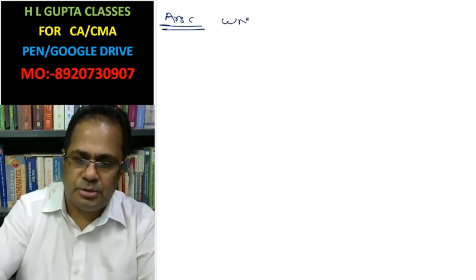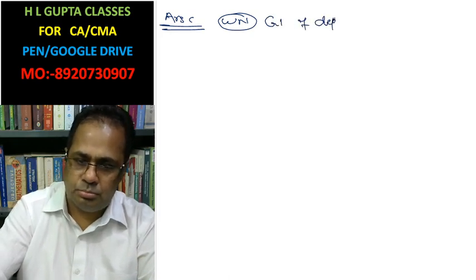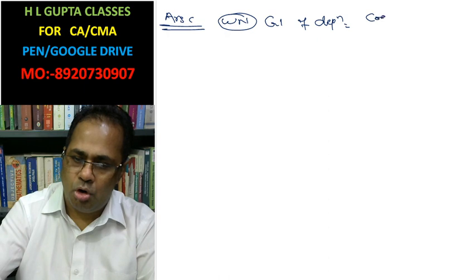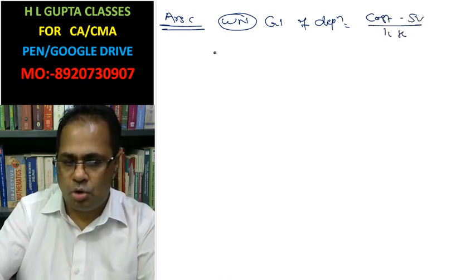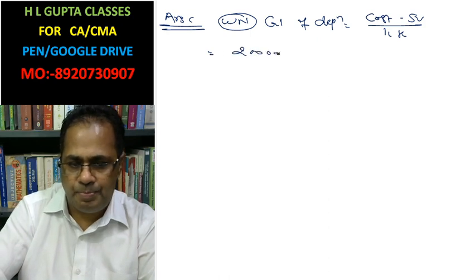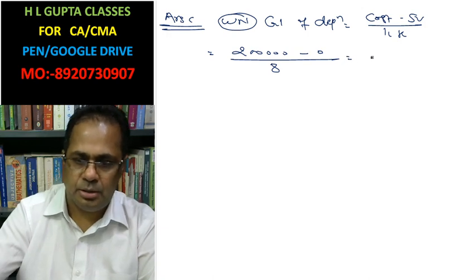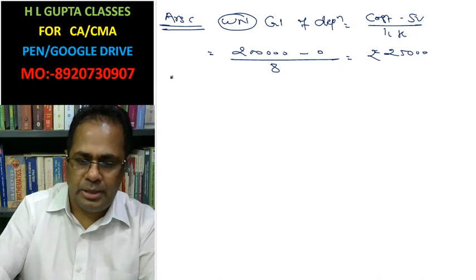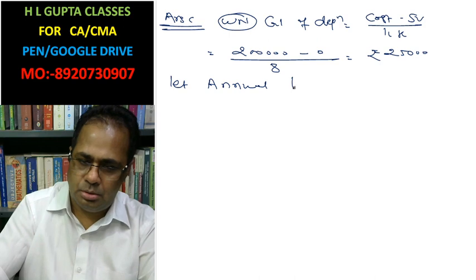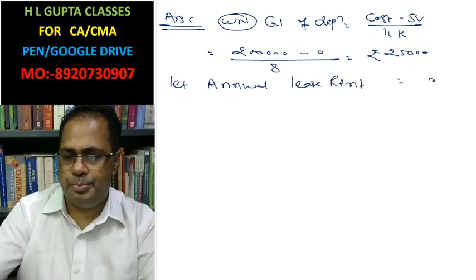First, note the calculation of depreciation. Cost minus scrap value over life. Cost is your 2 lakh, scrap value is 0, life is 8, so this is 25,000. Let the annual lease rent be X.